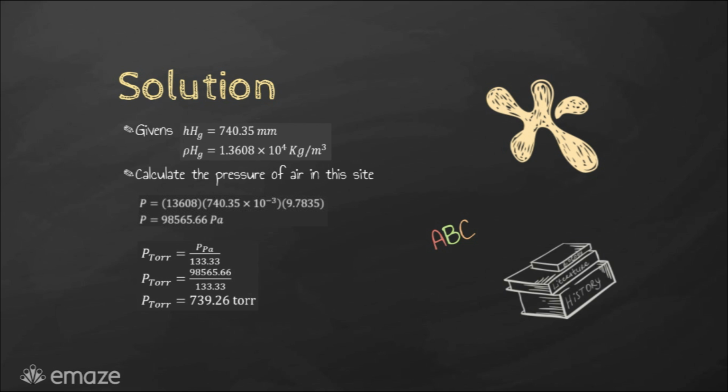From that, we can find the pressure in torr with the equation P torr equals P Pascal over 133.33. We have P torr equals 98,565.66 over 133.33, and then in the end we receive P torr equals 739.26 torr.